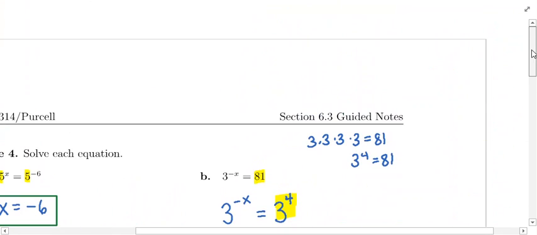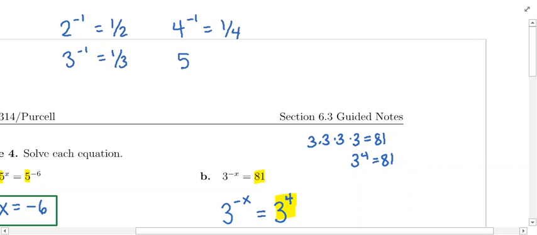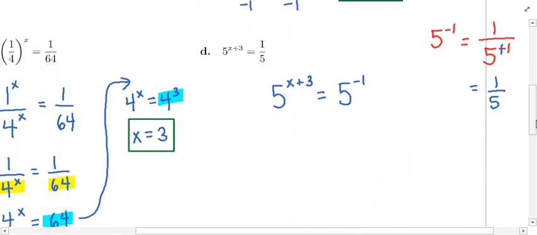You may have to do this from time to time. 2 to the negative 1 is going to be 1/2. 3 to the negative 1 is going to be 1/3. 4 to the negative 1 is going to be 1/4. 5 to the negative 1 is 1/5. 6 to the negative 1 is 1/6, and so on. That is a very nifty trick to know. So 1/5 is the same thing as 5 to the negative 1.